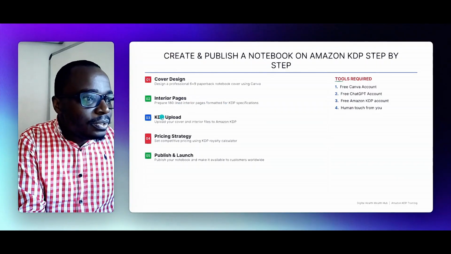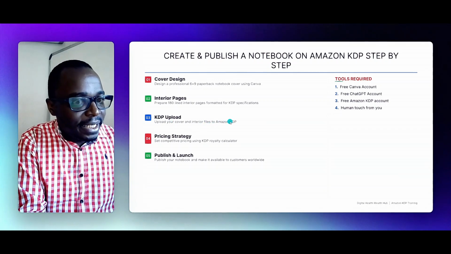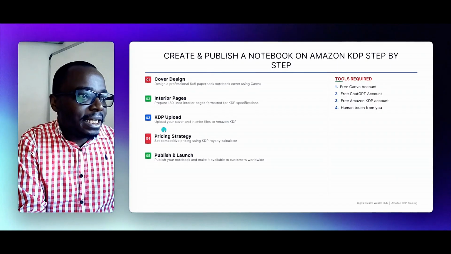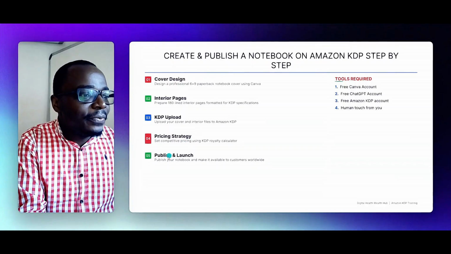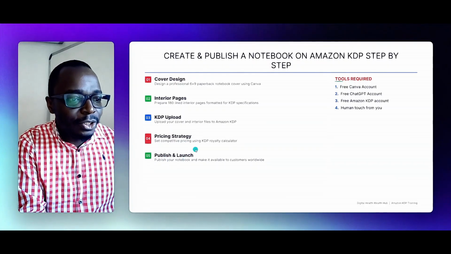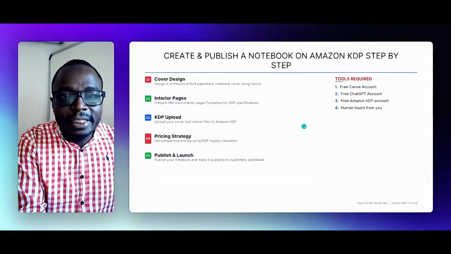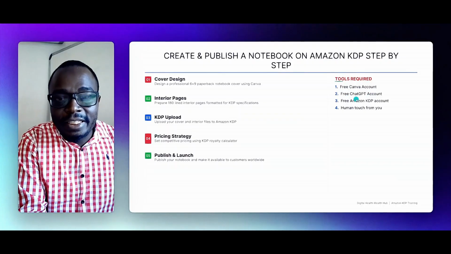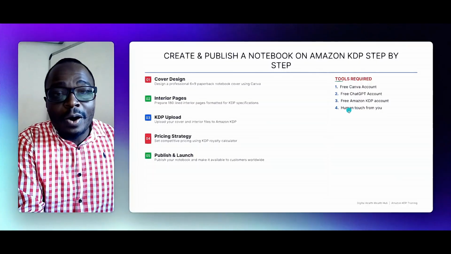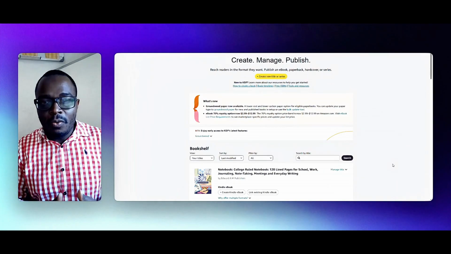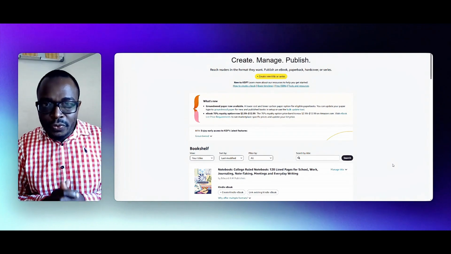Then we shall upload the cover and the interior files to your Amazon KDP account. Then we shall have to price our book in a competitive manner. Then finally, we shall publish it and make it available to customers worldwide. Now, to do this, all you need is a free Canva account, free ChatGPT account, free Amazon KDP account, and your own human touch.